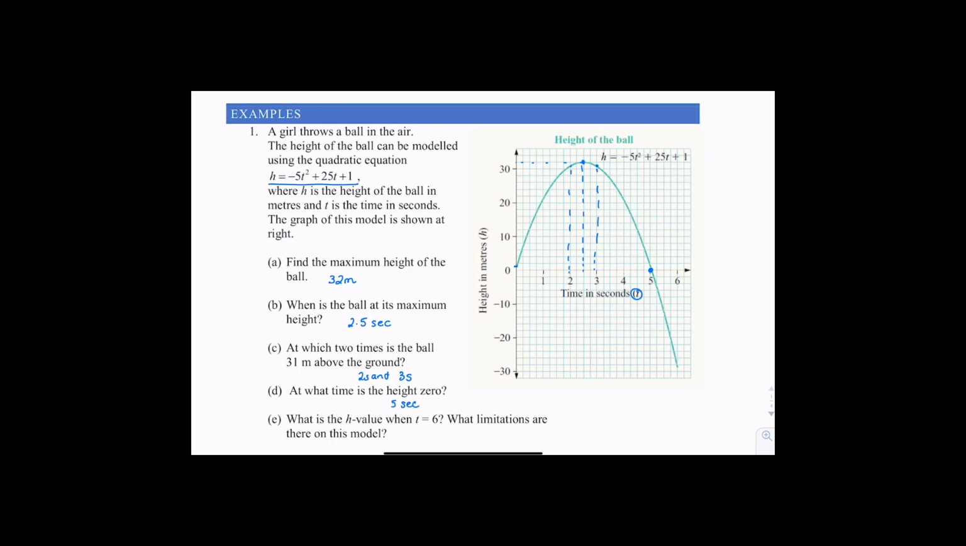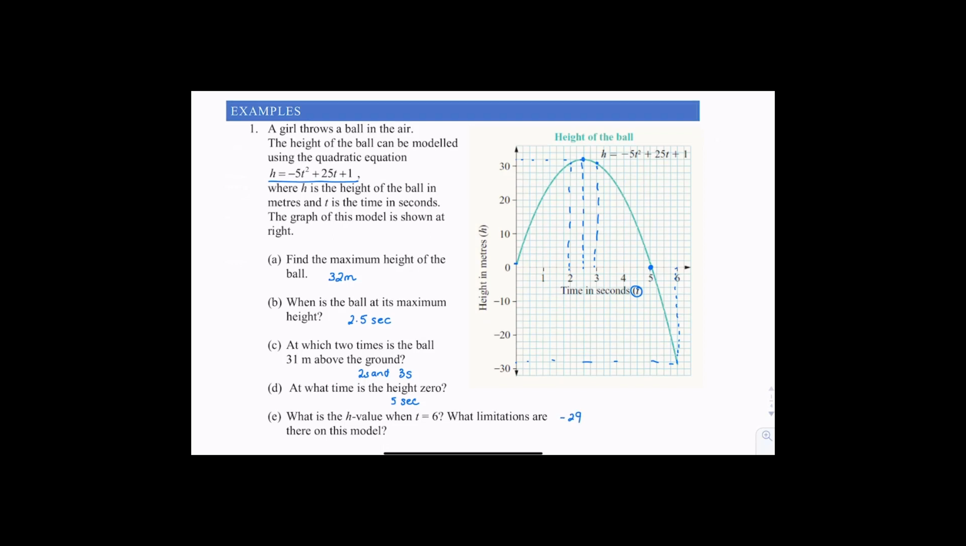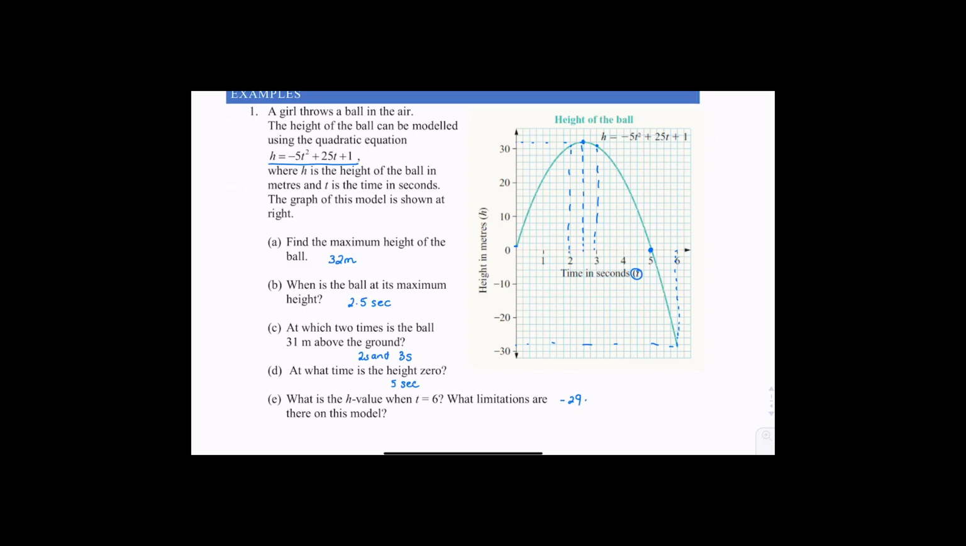And what is the h value when t equals 6? So if we go to where t equals 6, you can see that I don't actually have, well, I could go down here and read it off. It looks like we have a value of, what's that, negative 29 meters, thereabouts. Negative 28, negative 29, negative 29 meters.